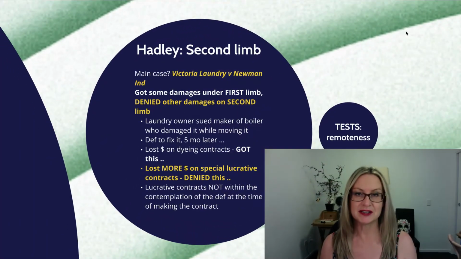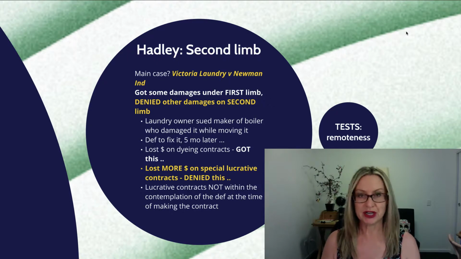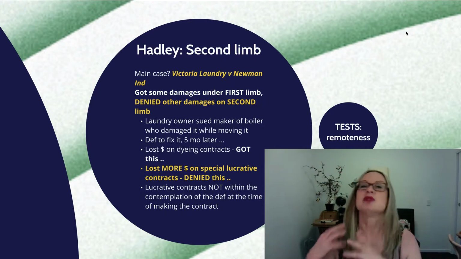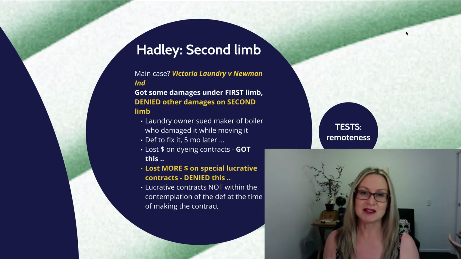In relation to the second limb, we have the main case being the Victoria laundry case. I really like this case because it brings out the 2 different limbs of the Hadley test quite nicely. They had a little bit of loss under the first limb, which they got up on, and a little bit of loss under the second limb, which they fell down on. It's quite a nice enunciation of what the second limb was all about.